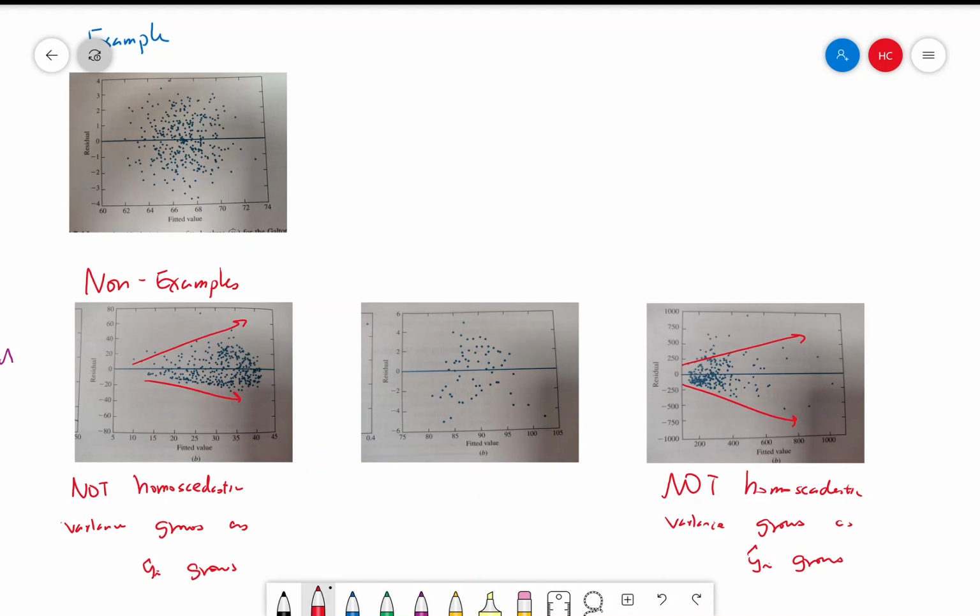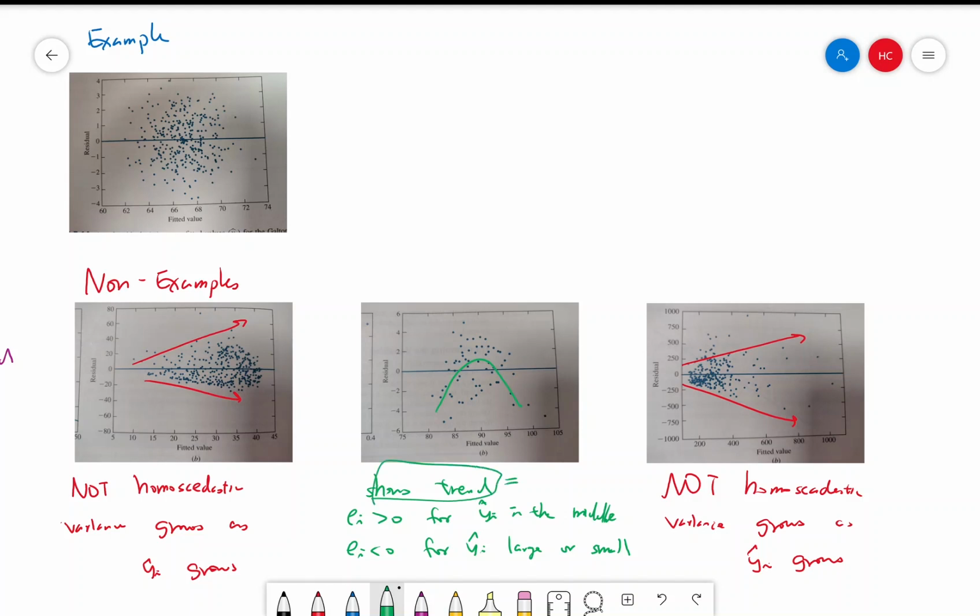In the middle one, how far the dots are from the 0 doesn't seem to depend on the yi hat, but it shows a trend or curve. For the residual, let's use ei. ei is positive for yi hat in the middle, but ei is negative for yi hat large or small. So that's a trend. So that violates the first condition. And if you look at other books, this technical term for showing a trend is that we call this graph biased. So this is a technical term that's not introduced in our textbook, but in other books it's called biased.